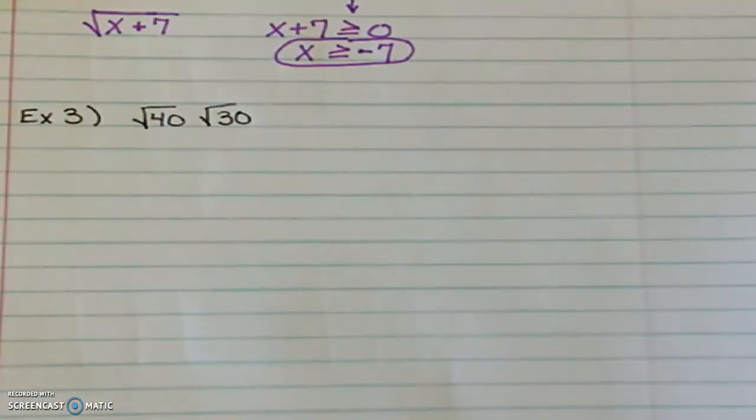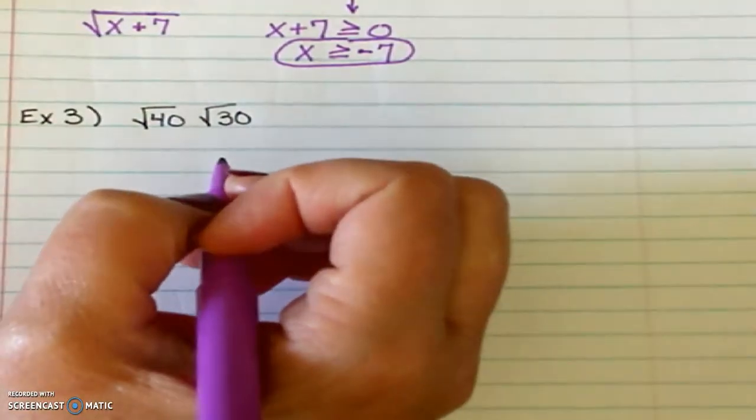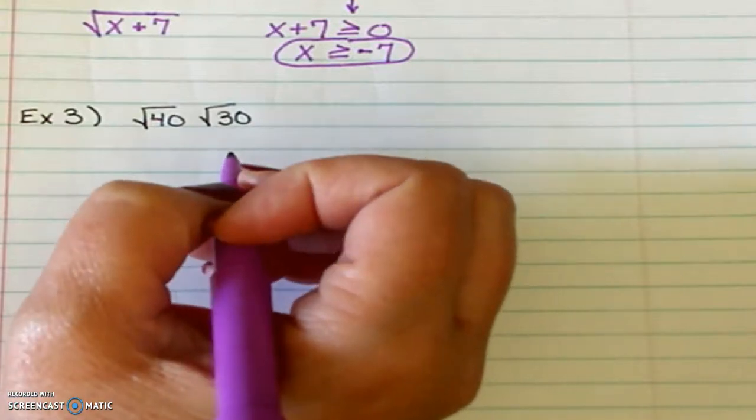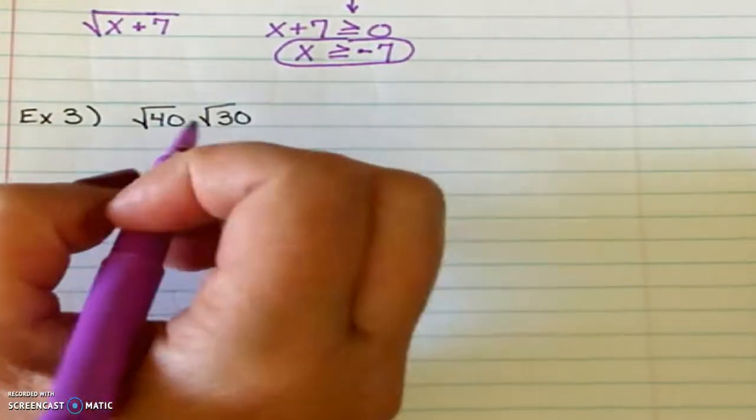Another way that you might encounter radicals on the ACT, they might ask you what integer most nearly approximates the square root of 40 times the square root of 30. Now, some of you are going to take the time to punch that in on your calculator. They're going to make it multiple choice, so you have an idea of what answers would be.